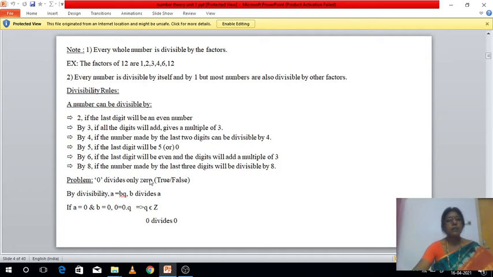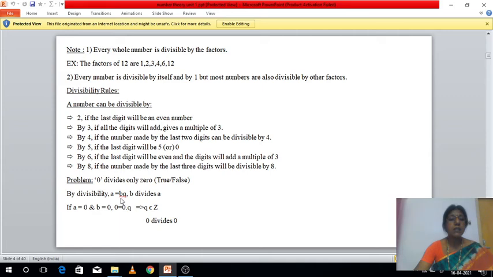0 divides only 0. Is it true or false? For this purpose, first we look at the definition of divisibility. If A is equal to B into some value Q, then B divides A. Here, in place of A, we put 0.